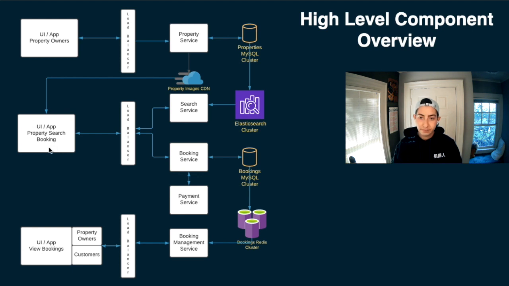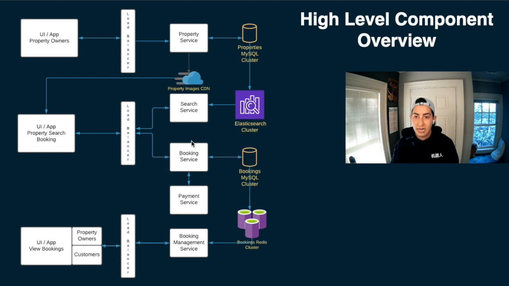So let's talk about that. Here we have the property search and booking, which also has a load balancer right here that is dedicated to this entire component. And there are three sub-services in this component of the system. So we have the search service. That's where they're searching the properties, and they're searching over this Elasticsearch cluster. So that's where the users can go in and search very, very quickly anything in this properties MySQL cluster, right?